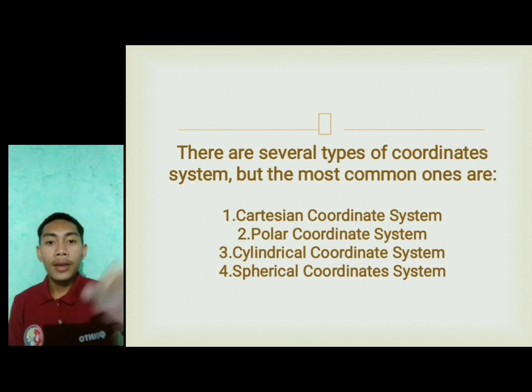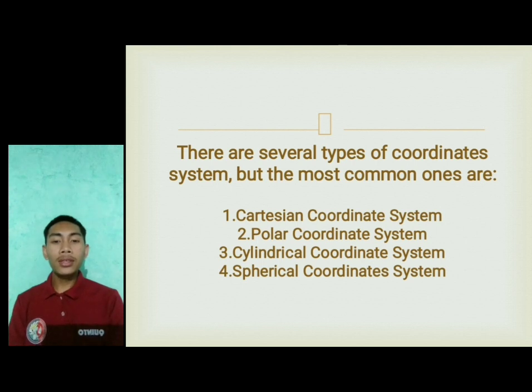Number 2 is the polar coordinate system, a popular coordinate system. It uses a radial distance r and angle θ to represent points in a plane. The radial distance represents the distance from the origin and the angle represents the direction from a reference axis.